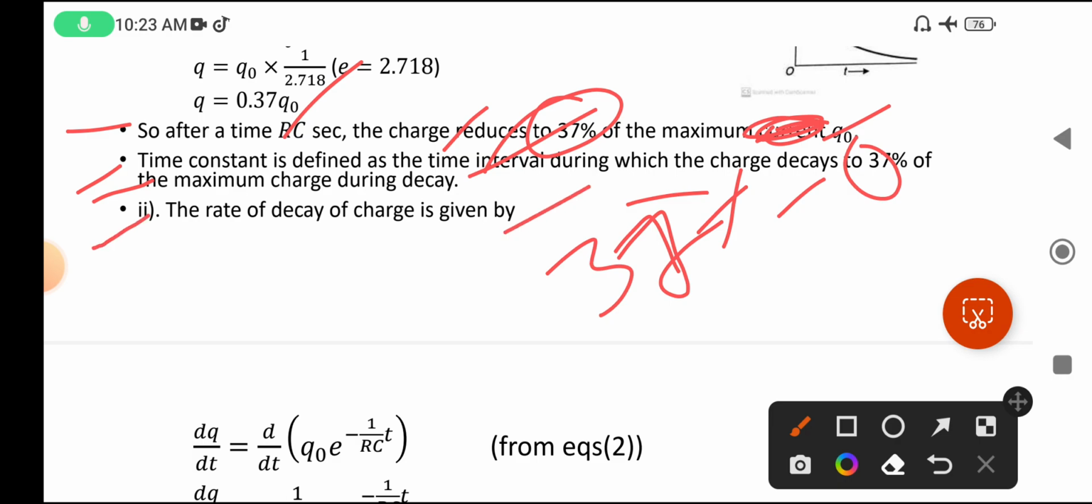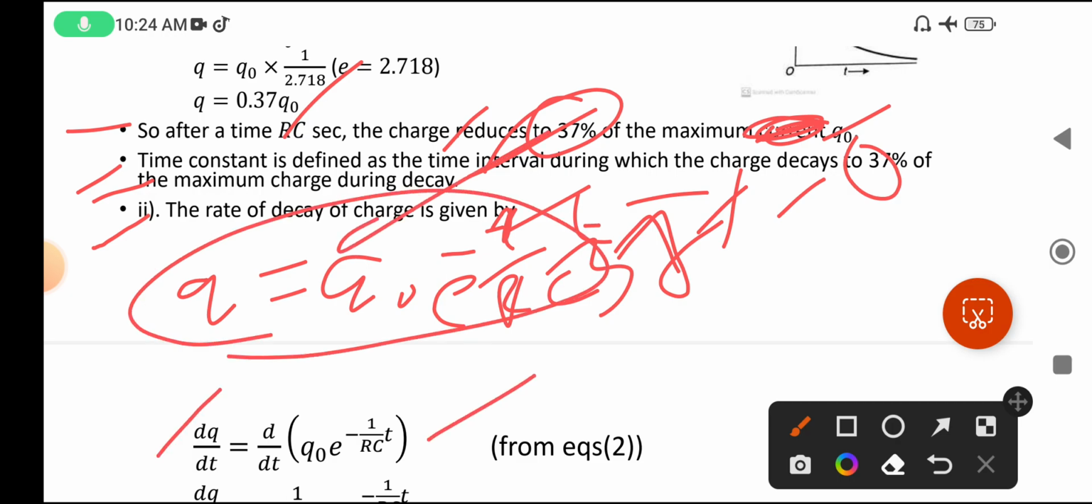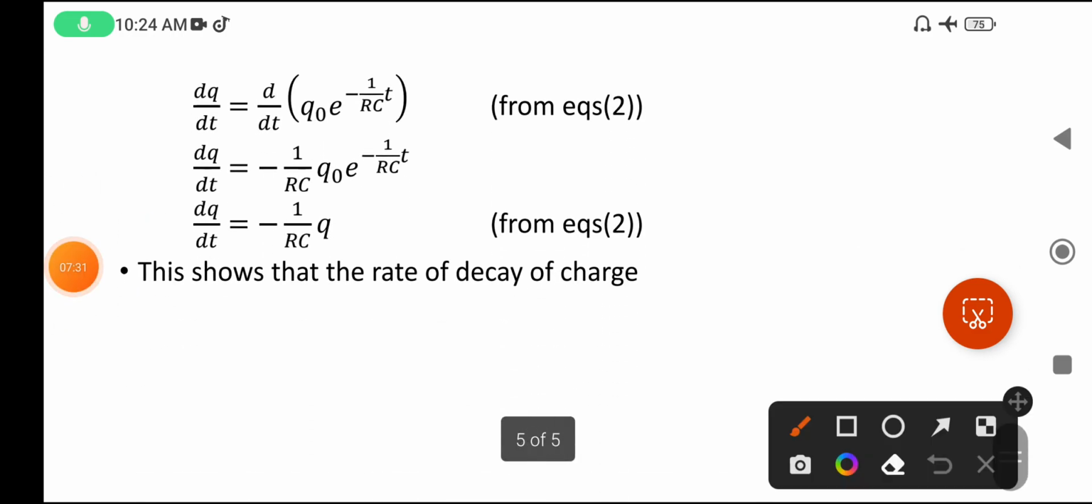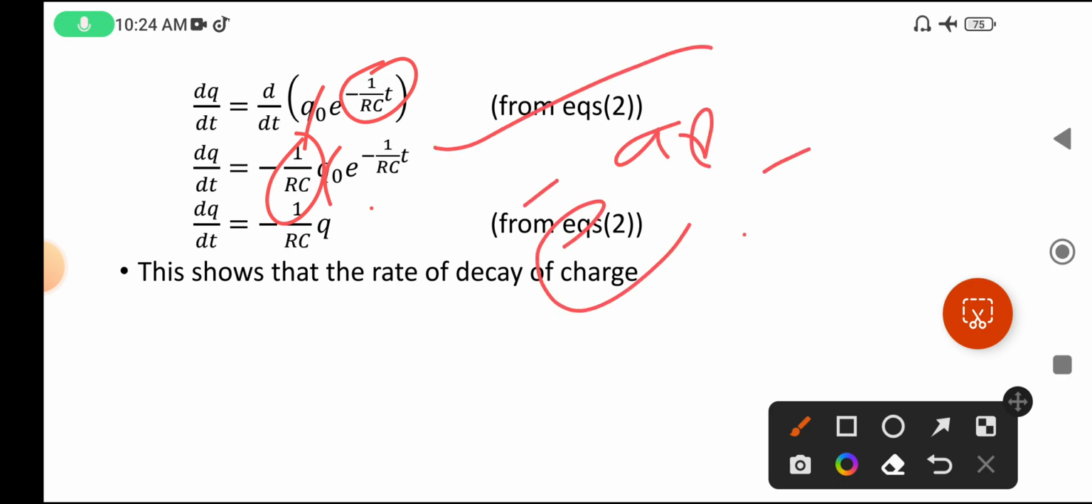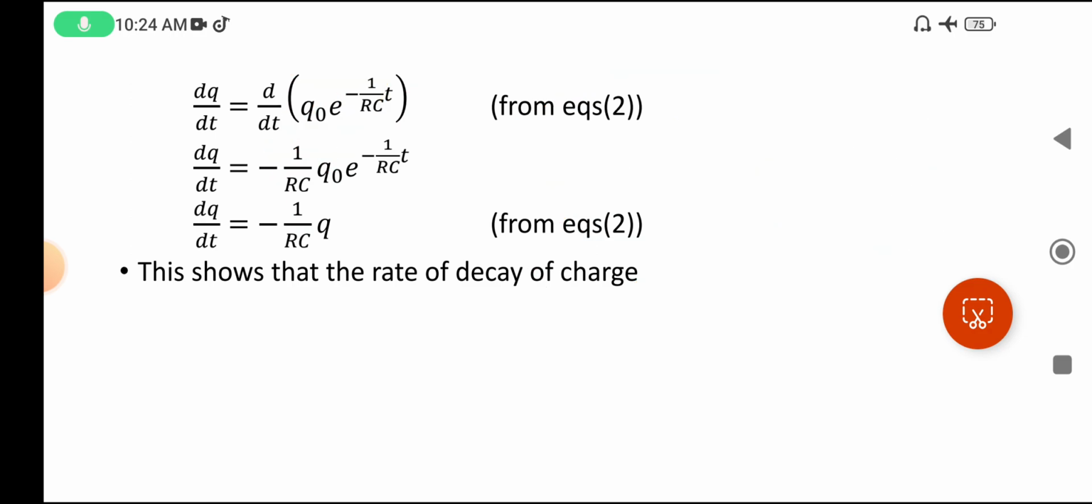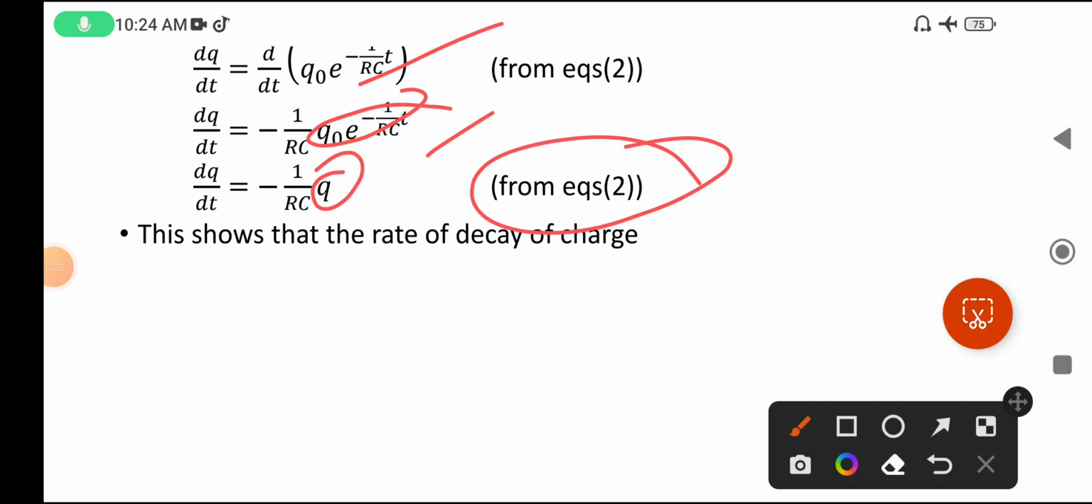The rate of decay of charge is given by, so we know the formula, q equals q naught e power minus 1 by RC into t. Differentiate this equation on either side, then what do you get? You get like this. The differentiation of q naught, a constant, is 0, so the value is minus 1 by RC into e power of minus 1 by RC into t. Why? The differentiation of e power of minus ax is minus a into e power of minus ax. So the same thing is written, and the exponential term is written as it is. From equation 2 this is written as q only. This equation shows the rate of decay of charge.